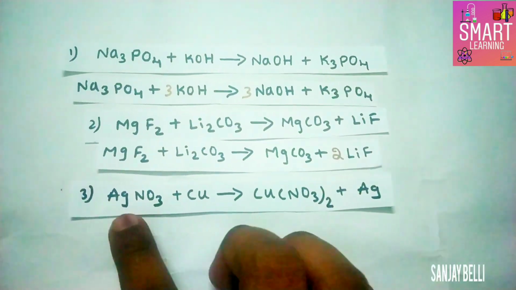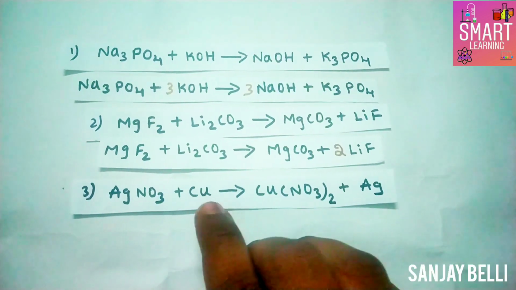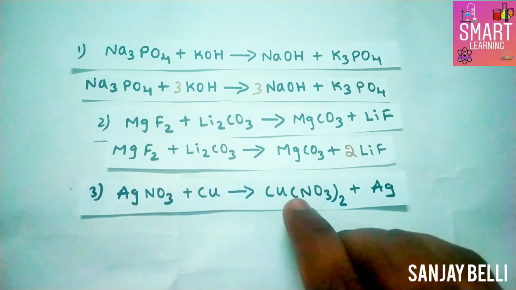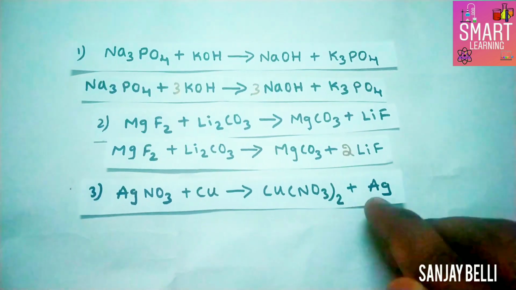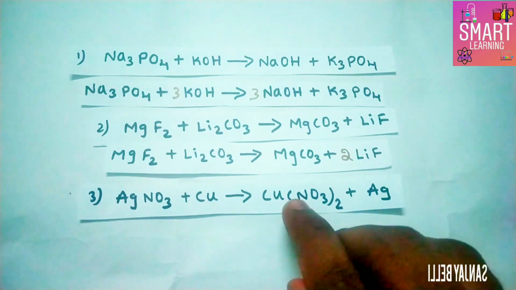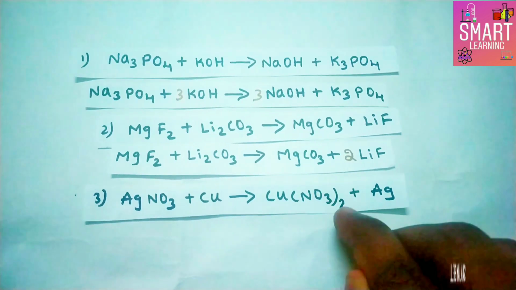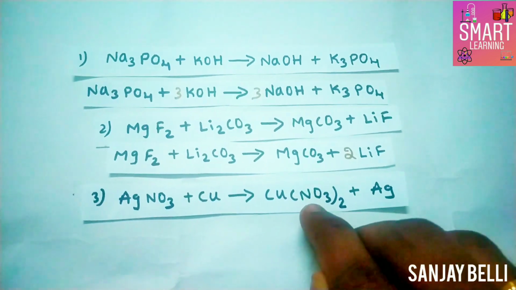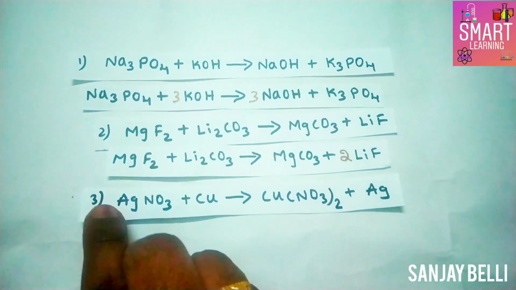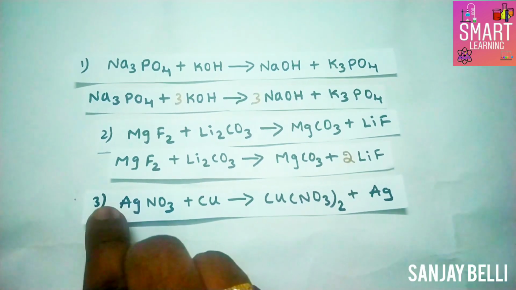Here you see your third question. AgNO3 plus Cu gives rise to Cu(NO3)2 plus Ag. Here you can see NO3 whole 2, that means 2 nitrates on the right side. So here you have to keep a 2. Now it will be balanced.